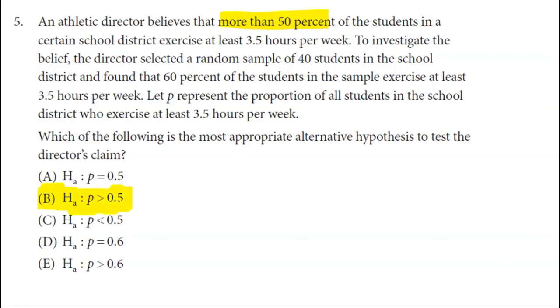We don't want to choose anything with the 60% because the 60% was a sample proportion that came from 40 students. That is never going to be used in your null or alternative hypotheses. A sample proportion is used as evidence in step 3, actually calculating that test statistic and your p-value, but it's never going to be used in your hypotheses. He believed that it was more than 50%, so the null would be that it is 50%, and the alternative would be that it's more than 50%. So that's an easy question there.